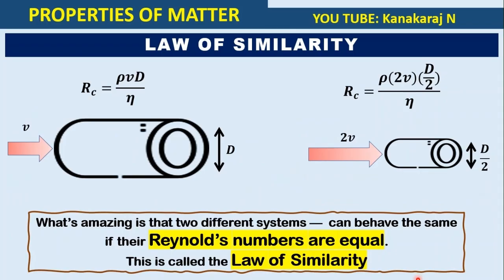Instead of two cars, here we have two pipes. In one pipe, the diameter is d, and in the second pipe, the diameter is d by 2. In the first pipe, the fluid flows with velocity v, whereas in the second pipe, the fluid flows with velocity 2v. Both are the same liquid, therefore they have the same density and the same viscosity. Now these two systems behave the same.